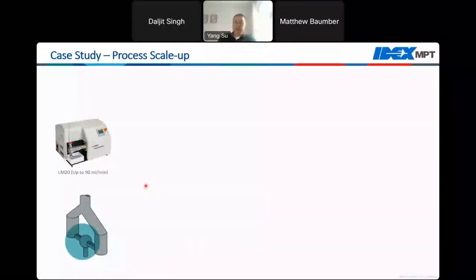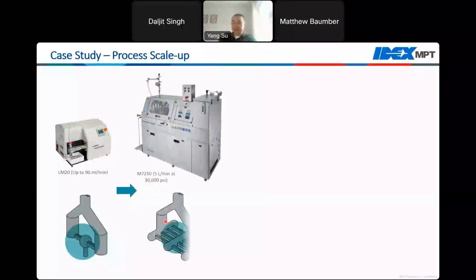And then we're ready to scale this process up. As I mentioned before, when we scale up, we use the multi-slotted interaction chamber design. In this case, we use this chamber on our larger production scale machine, which is an M7250 model. This machine is capable of delivering up to 5 liters per minute at the maximum pressure of 30,000 psi.